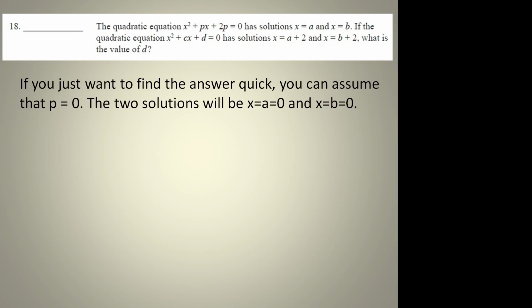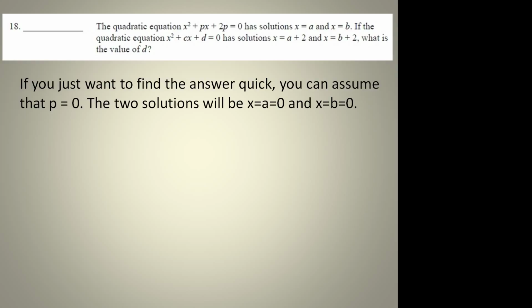Then you see the first equation is x squared equals 0. X squared equals 0, the solution is 0. Okay, 0 squared equals 0. But another solution is also 0. There's no other solution. So that means the two solutions will be 0 and 0. So that means A equals 0, B equals 0.